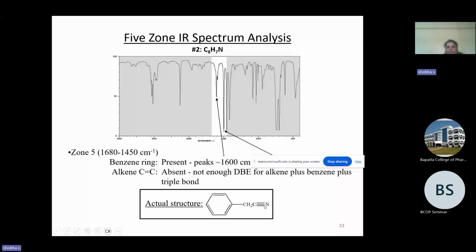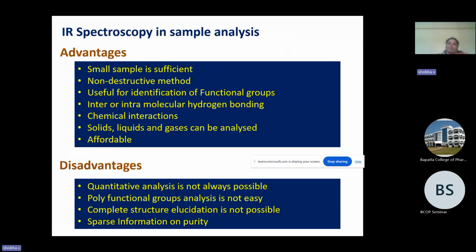So mainly, what are the advantages of IR spectroscopy? The main advantages of IR spectroscopy are, first, with respect to students, they may go for the analysis of IR. The cost of the sample analysis is also less, and the sample required for the analysis is also less. That is the only thing we have in mind to go for IR spectroscopy when compared with the remaining techniques.